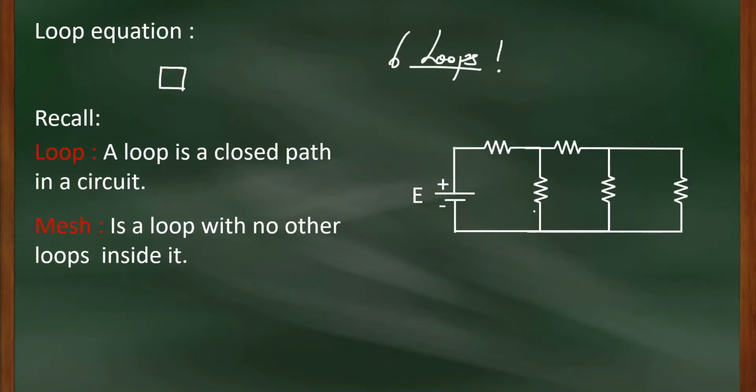Pay attention. But it's true that I have only 3 meshes, because as you can see here, a mesh is a loop with no other loops inside it.